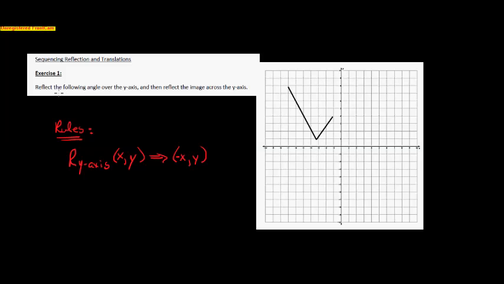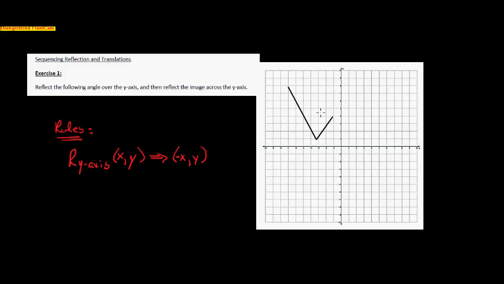The first one here is reflecting this angle that we have drawn over the y-axis, and then we're going to reflect it over the y-axis again. Now, a little review here. Remember this on our coordinate plane. This is the x-axis and this is the y-axis going vertical. We want to take this angle and reflect it over the y-axis.